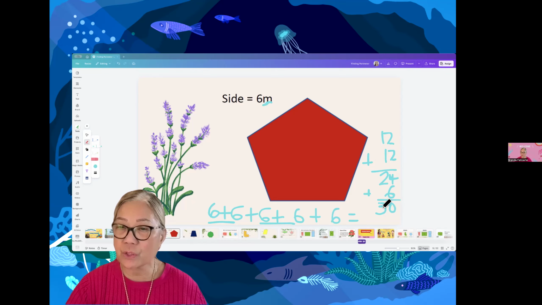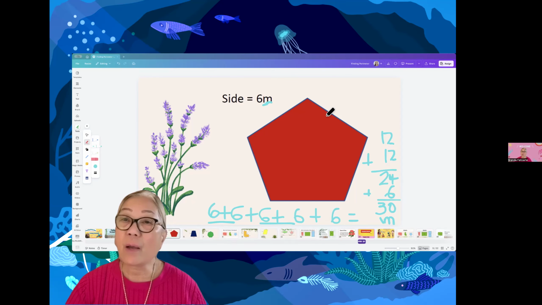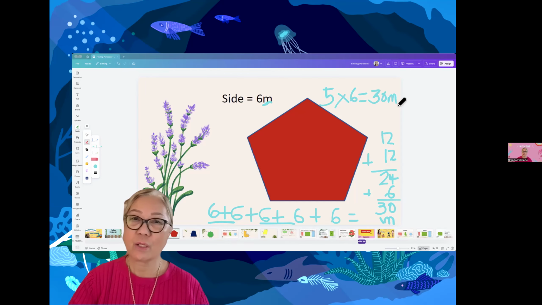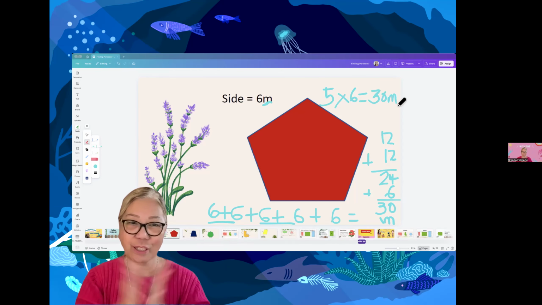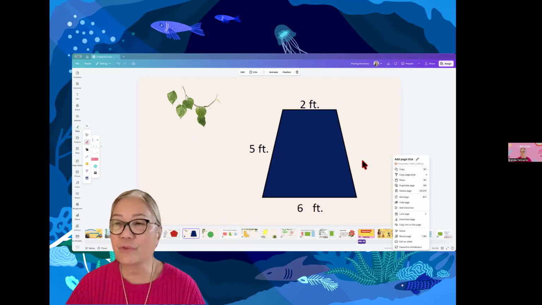Always remember the unit that is used. That's 30 meters. Or simply, if you want to multiply and you know that a pentagon has 5 sides, you have 5 sides of 6 each, which equals 30 meters. Okay? Good? All right. Now, we're doing good, huh? Now let's have this one.